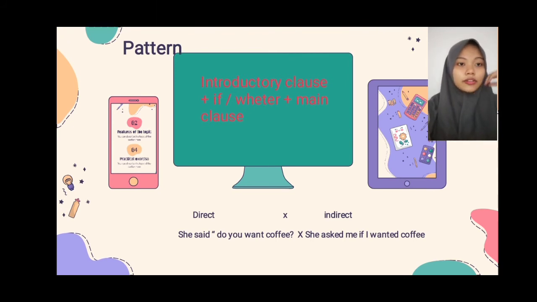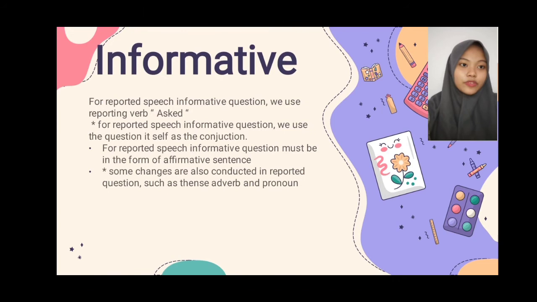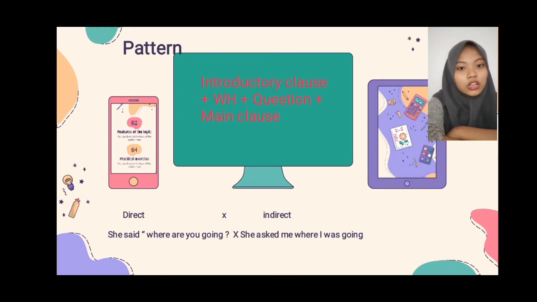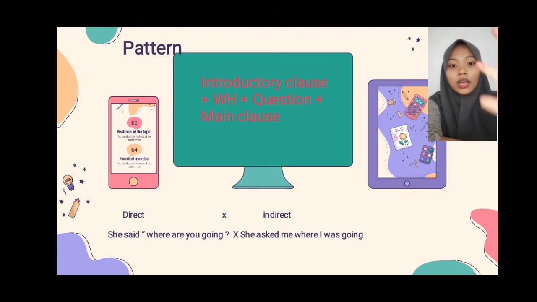Okay, next slide. There is the informative question. For reported speech informative questions, we use the reporting verb asked. We use the question word itself as the conjunction. The reported informative question must be in the form of an affirmative sentence. Some changes are also made, such as tense, adverb, and pronoun. The pattern: introductory clause, where, what, why, who, how, etc., plus question plus main clause.